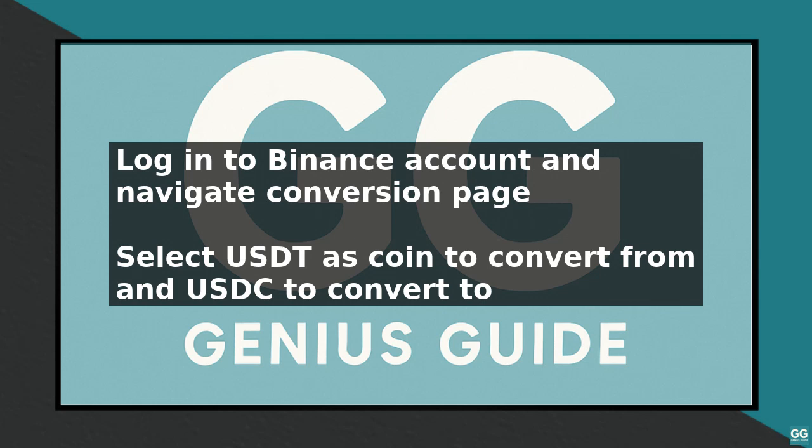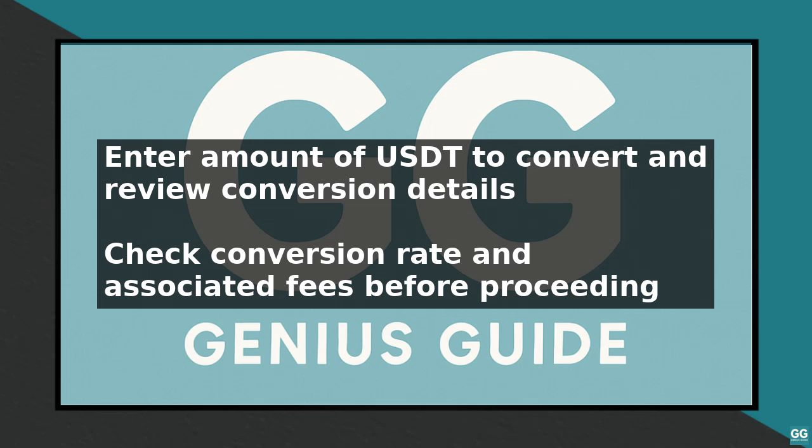Next, select USDT as the coin you want to convert from and USDC as the coin you want to convert to. Enter the amount of USDT you want to convert and review the conversion details. Make sure to check the conversion rate and any associated fees. Once you have reviewed the details, click on the Convert button to initiate the transfer.